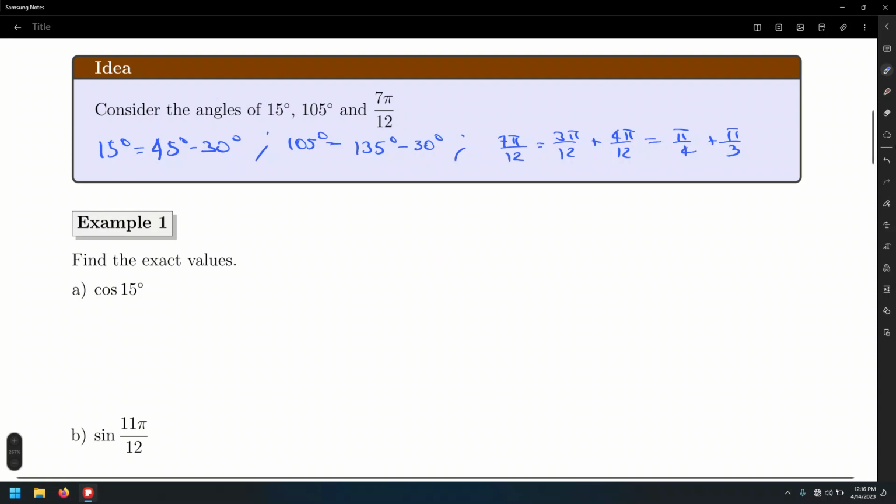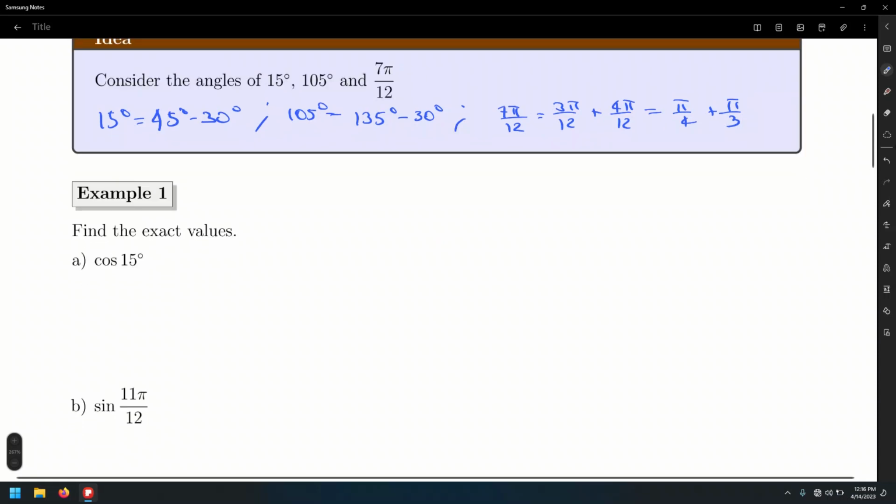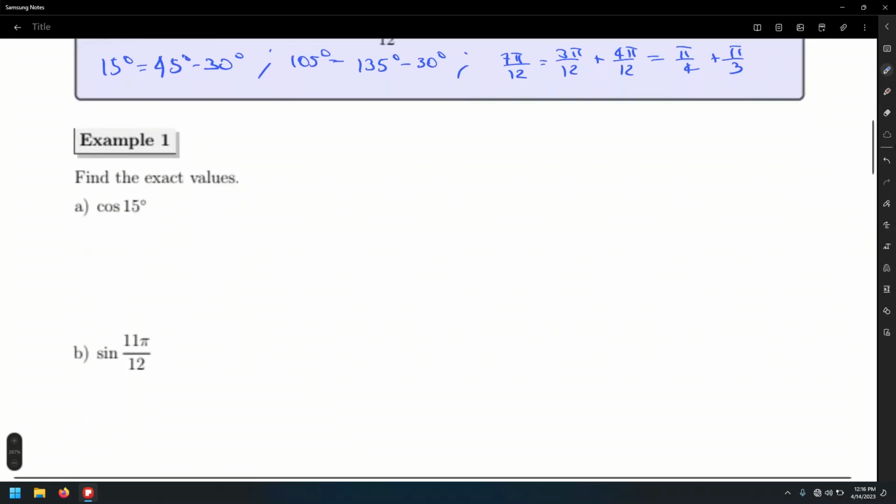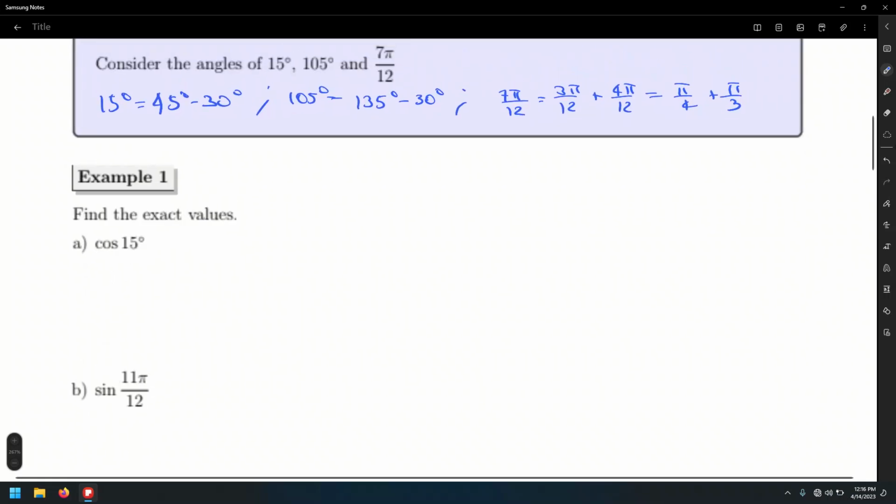All right. So let's apply this to finding cosine of 15 and sine of 11 pi over 12. Okay, so cosine of 15. Well, we already worked the cosine of the 15-degree angle, so no need to do the whole thing again. We can use the one we got from the basic idea. So that's cosine of, what's that? 45 degrees minus 30 degrees.